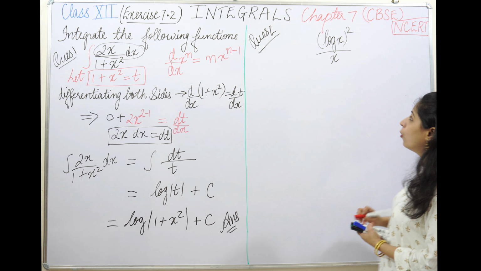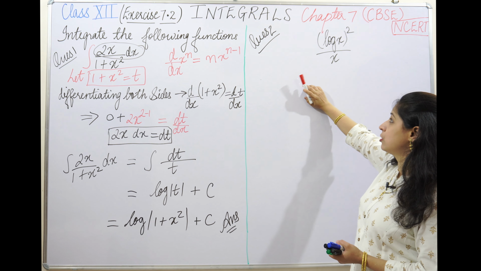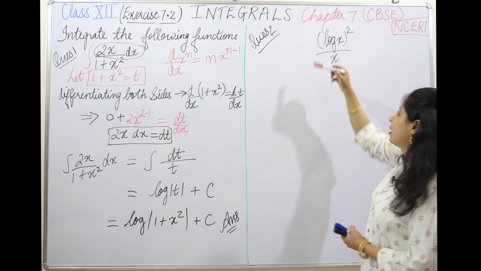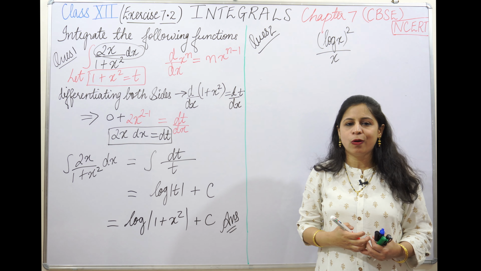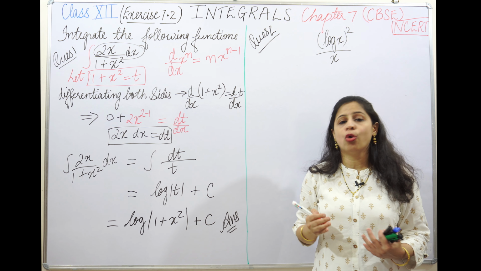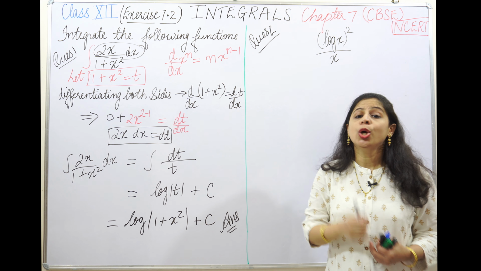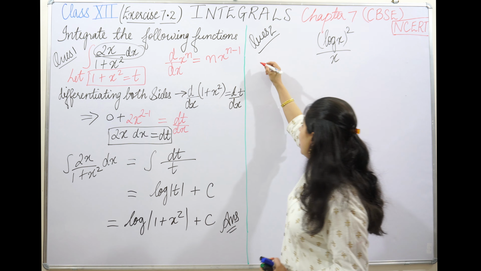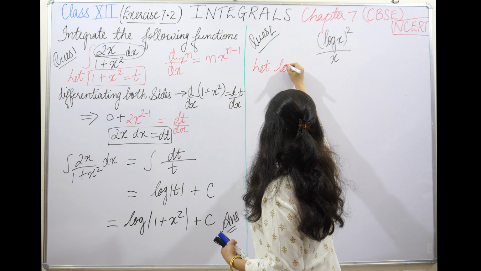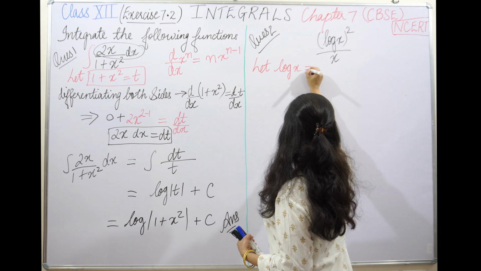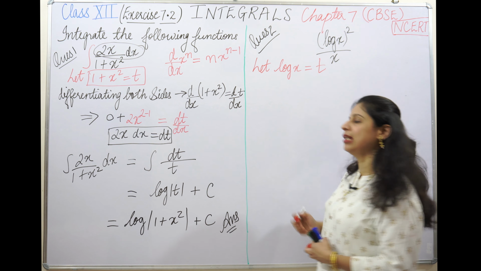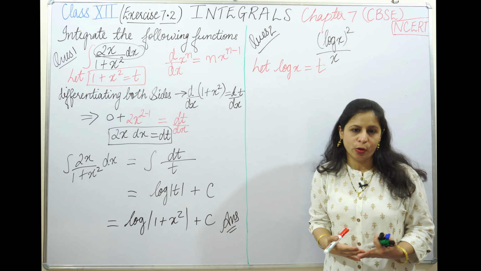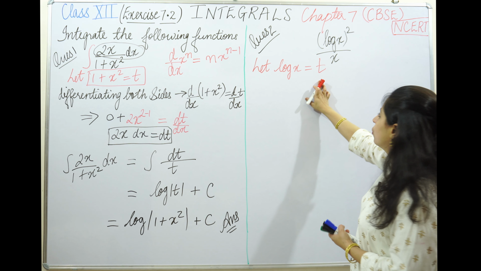Okay. So now the second question is (log x) whole square upon x. Now it becomes somewhat typical how to integrate log x upon x, and that too with log x having a square in it. So what we will be doing, we will be substituting again. So we will be assuming let log x be equal to some variable t. You can also take another variable u, v, w, whatever you want. I have taken t over here.